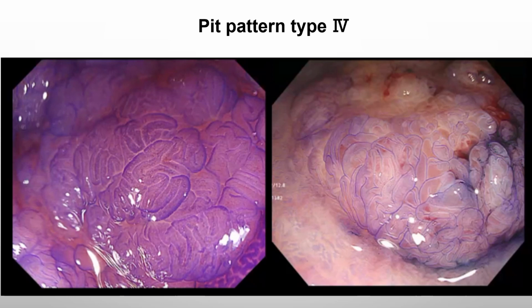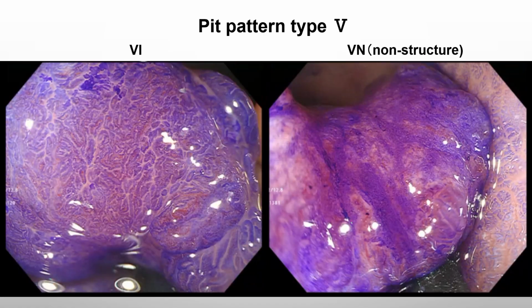Pit pattern type 4 corresponds to intramucosal region. Type 4 is dendritic or gyrus-like pit. Pit pattern type 5I corresponds to mucosal to submucosal deep invasion cancer, and pit pattern type 5N corresponds to submucosal deep invasion cancer. Type 5I is irregular arrangement and size of 3S, 3L, and 4 type pit pattern. Type 5N is loss or decrease of pit with an amorphous structure.